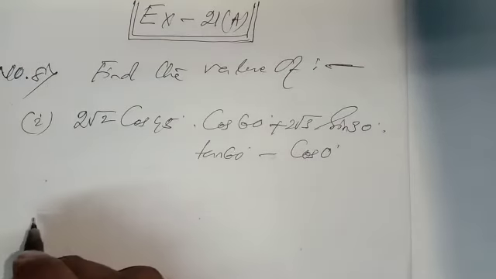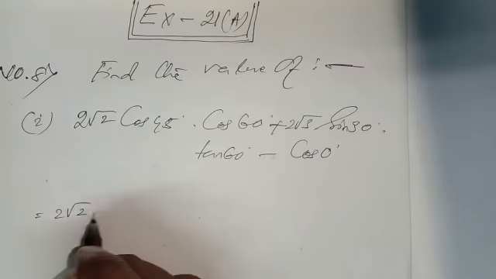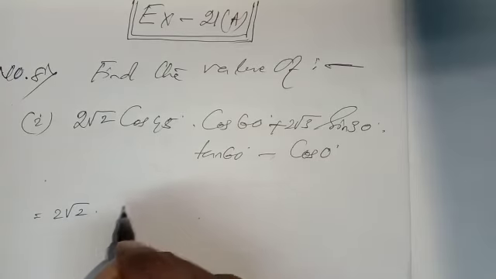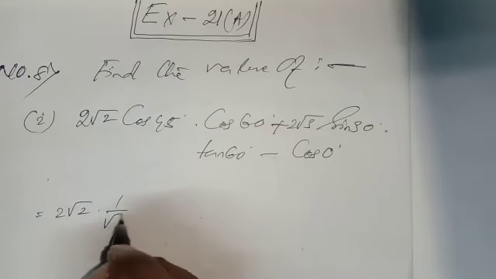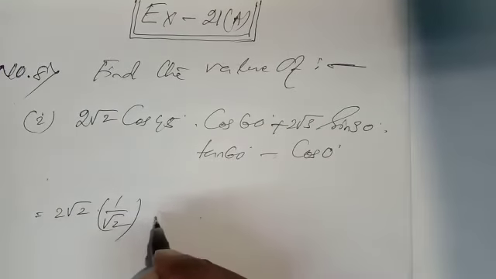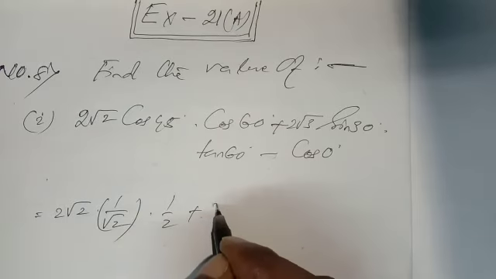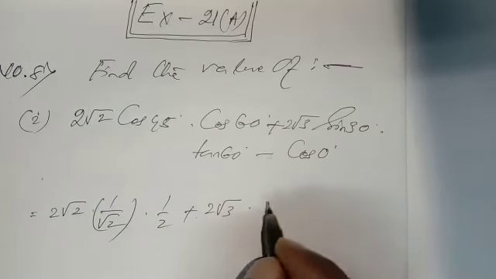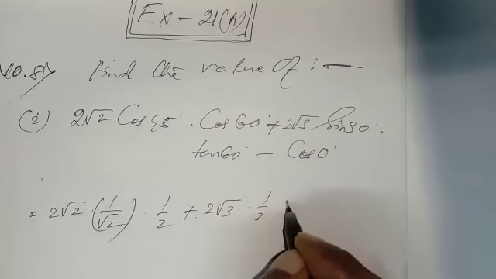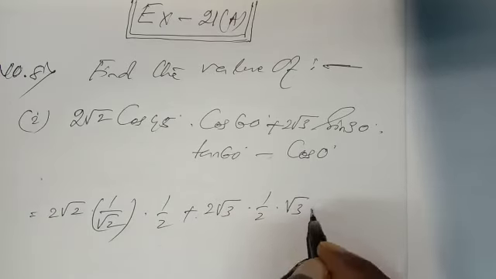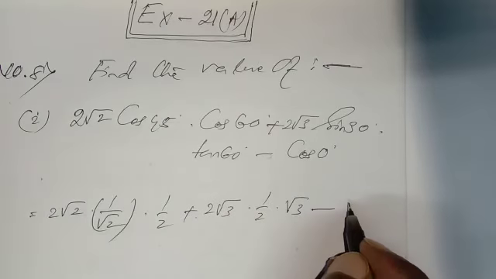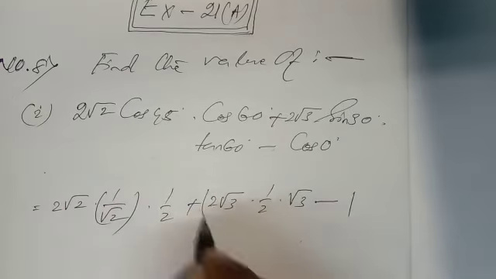Now see, 2 root 2, what is the value of cos 45? That is 1 by root 2. Into cos 60, how much? 1 by 2. You have to memorize, otherwise you cannot solve. 2 root 3, sin 30 value is 1 by 2. Tan 60 value is root 3, minus cos 0 is 1. After that you see how much you are getting.